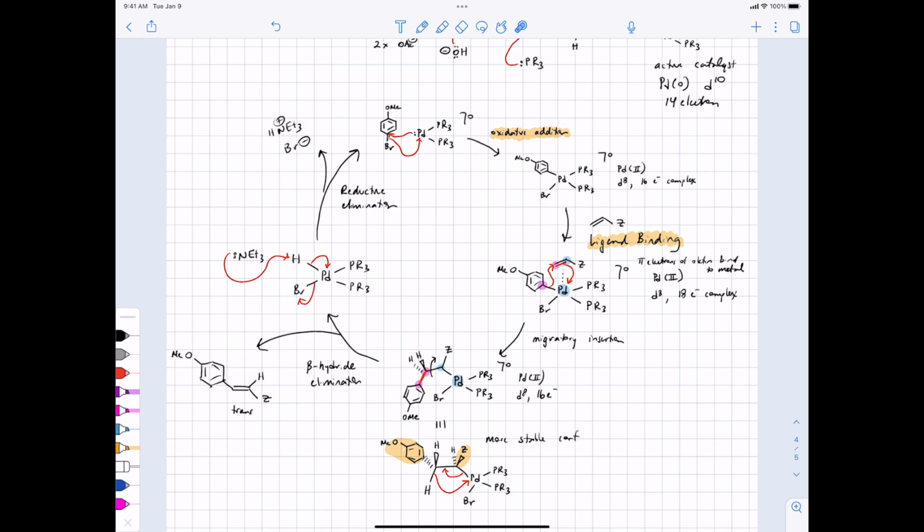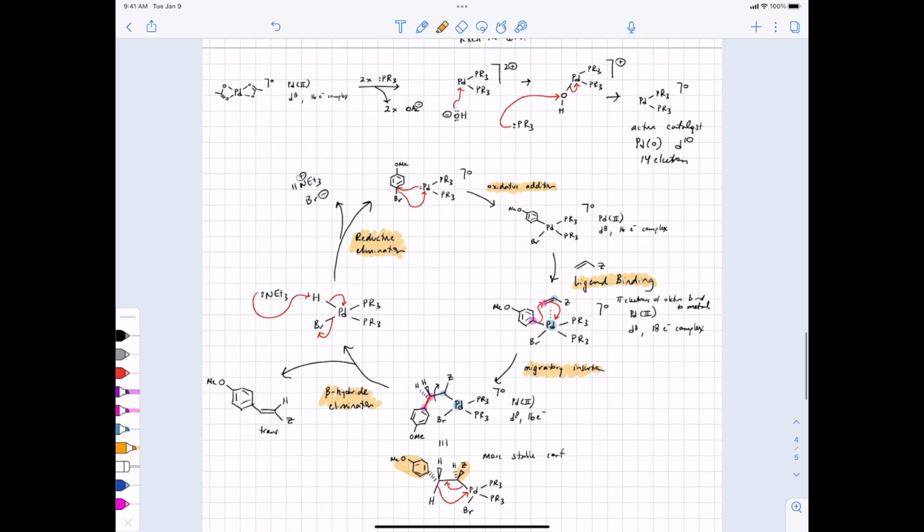This one's way more complicated than the Suzuki, because not only do you have oxidative addition and reductive elimination, but you've got a lot of other things: ligand binding, migratory insertion, beta hydride elimination, and then reductive elimination to give you your overall complex.